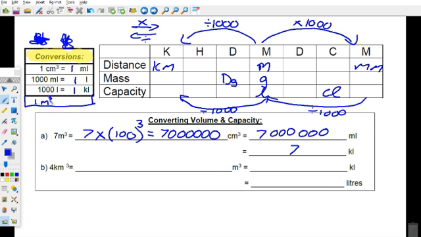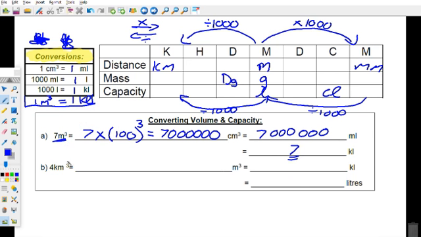1 meter cubed is equal to how many kiloliters? How many kiloliters in 1 meter cubed? Have a look where we started, where we ended. Okay, so it's a 1 to 1. Yes, so there's 1. There we go. So 1 meter cubed is equal to 1 kiloliter. Okay, we're understanding things.